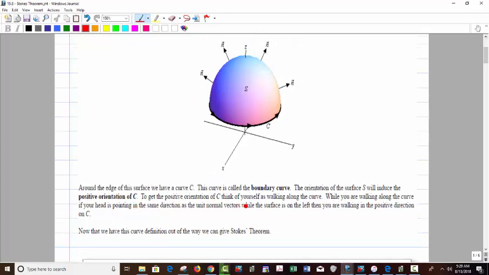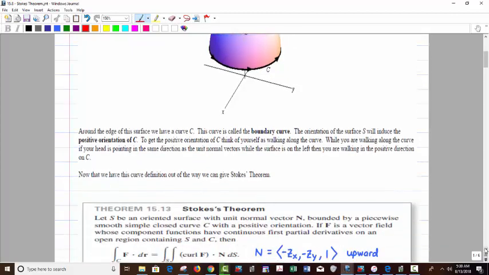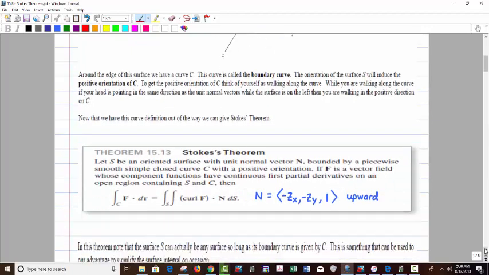So what is this saying here? Think of the positive orientation of C. Think of yourself walking along the curve. While you're walking along the curve, if your head is pointing in the same direction as the unit normal vectors, while the surface is on the left, then you are walking in the positive direction on C. Well, I wouldn't worry about that too much. Once again, I'm sticking with the idea of upwards.